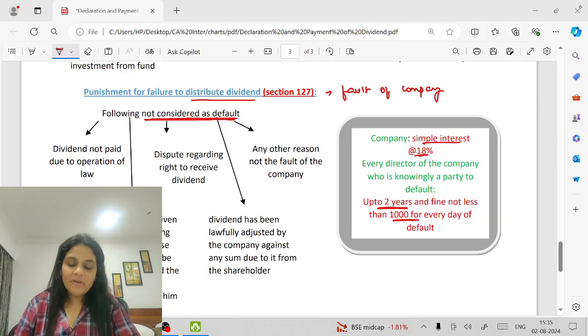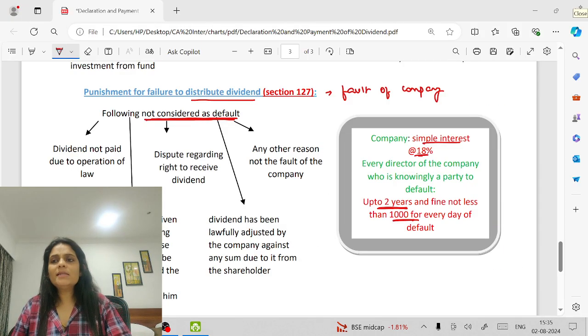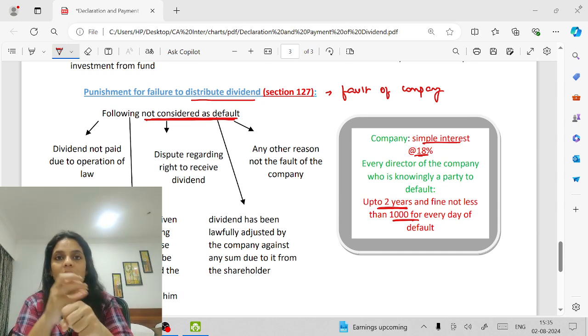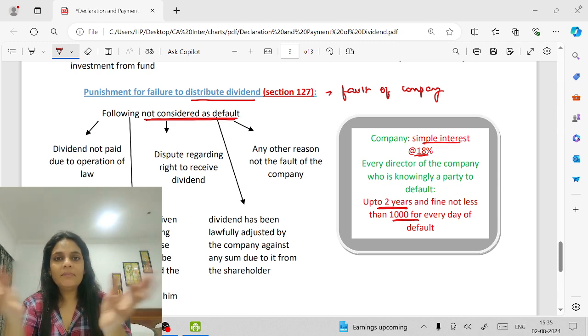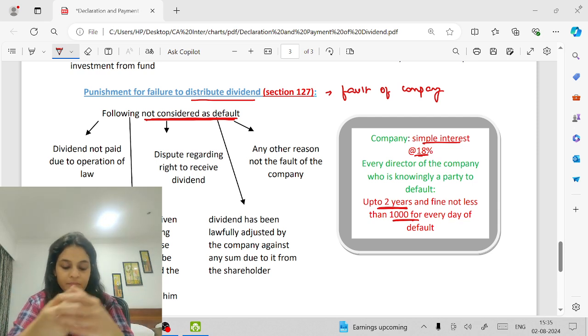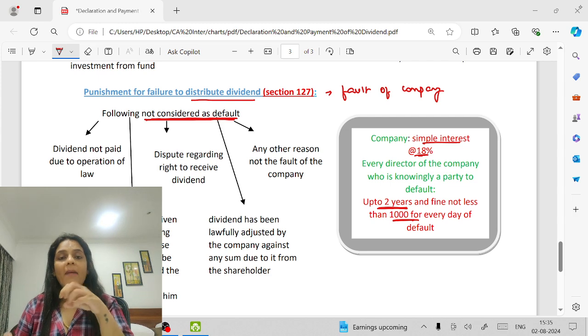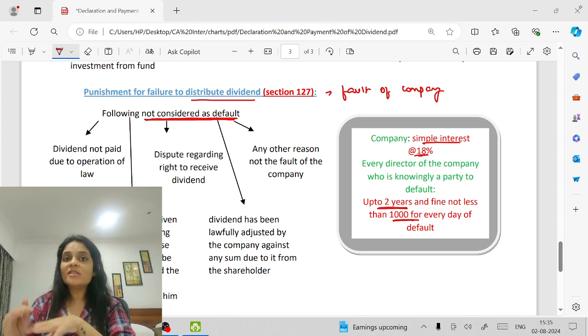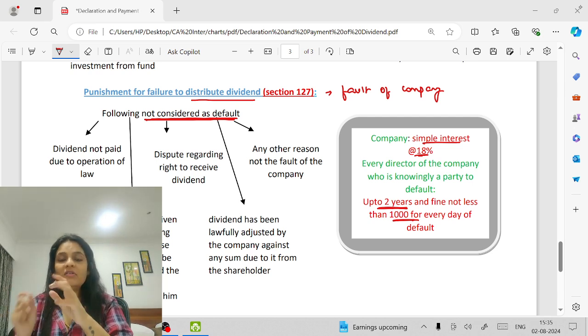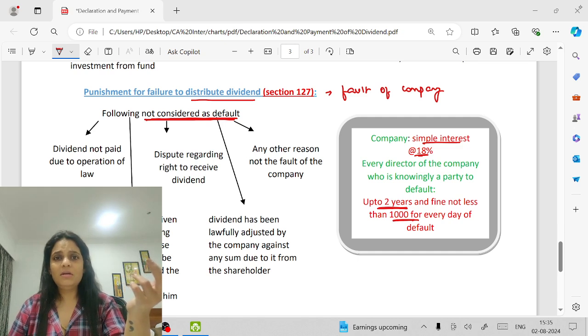Dividend not paid due to operation of law. That is, let's say a court has passed an order that this member will not receive any payments at all. So the company wants to pay dividend, but the court order has banned payment. Maybe he has done something illegal. Obviously the company cannot pay. Another case: shareholder, let's say you have given your bank account number to the company and you tell them to please transfer the money directly to your bank account. The company tried to transfer, they filled in the account number 4 times, 5 times, and it says the account does not exist. They also informed you that this is happening, but you did not respond. Is the company liable? Obviously not.